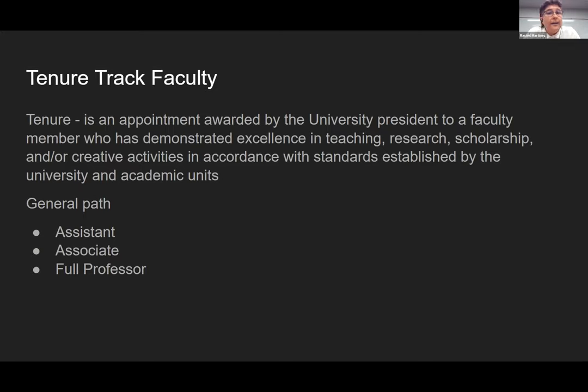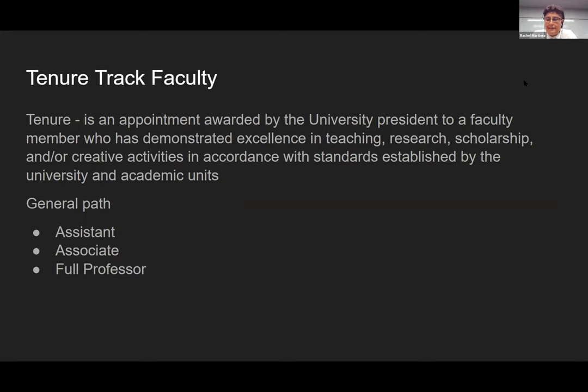And I feel like we are not the only ones who have those kinds of stats here in the United States. So tenure track faculty, I'm sure that this is the same at many other large research institutions, but just for posterity, I got this from the provost website here at our university. Tenure is an appointment awarded by the university president to a faculty member who has demonstrated excellence in teaching, research, and scholarly or creative activities in accordance with the standards set forth by the university and academic units.